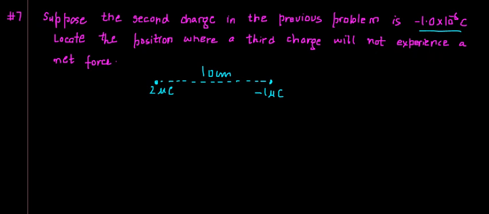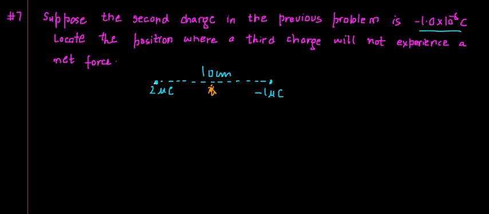Now, clearly, if you were to place a third charge somewhere in between, what's going to happen? Say a third positive charge somewhere in between. This one is going to repel it and this one is going to attract it. So it's not possible that if you place a third charge somewhere in between these two charges, it will have a net force of 0. So this we rule out.